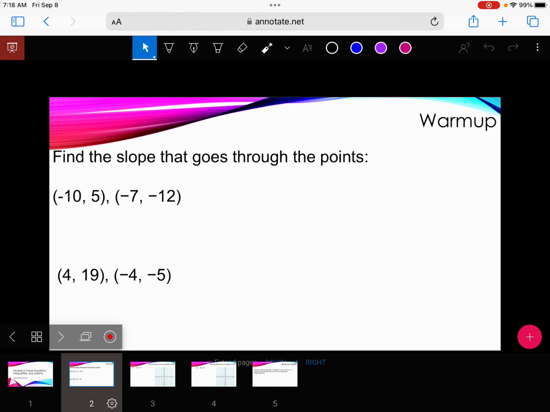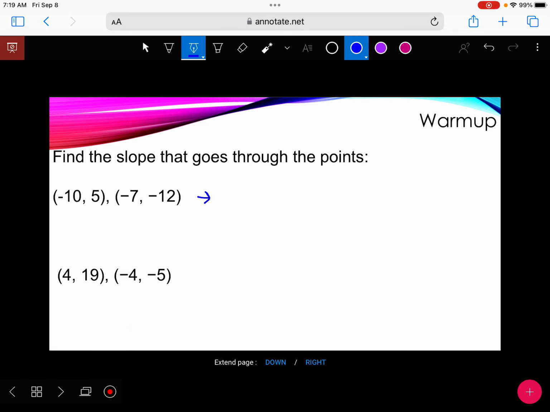All right, so what did we get for our slopes on this? For this first one, what did you guys get? Yeah, you should get negative, or some combination there. So negative 17 over 3. What did we get for the second one?